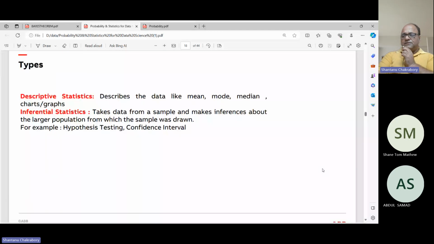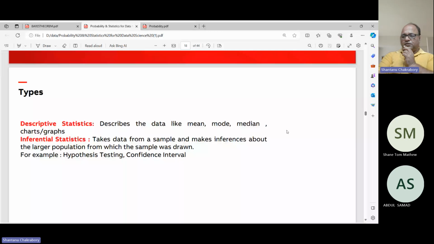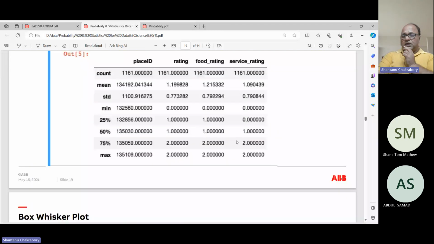As a part of descriptive statistics, we did mean, median, mode, standard deviation, variance, quantile, maxima, minimum, box plot. In inferential statistics, we did inferences where we did hypothesis testing and the confidence interval level, so that we can check whether your null hypothesis or your alternate hypothesis is true or false. That is a part of inferential statistics.